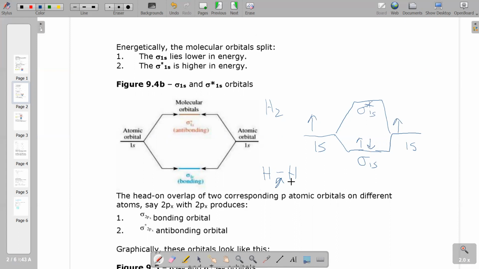Now, what if we upgraded that and went for helium? We'd have a matching set now on both. So not only would I fill the sigma 1s, I would fill the sigma 1s star, and the sigma 1s star cancels out the sigma 1s. And so I would predict that there is no helium molecule. That doesn't exist. We predict that it doesn't form, and it in fact does not.